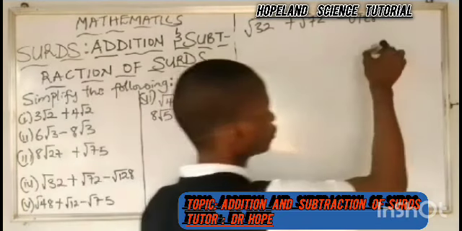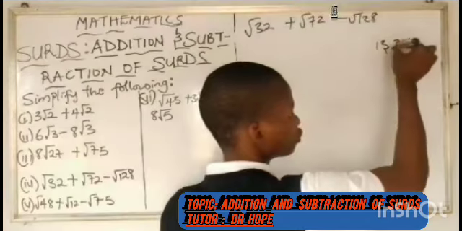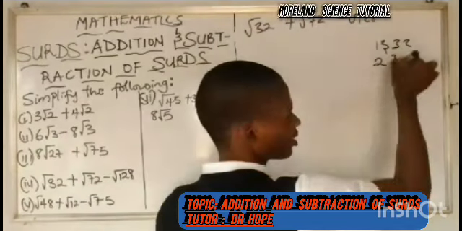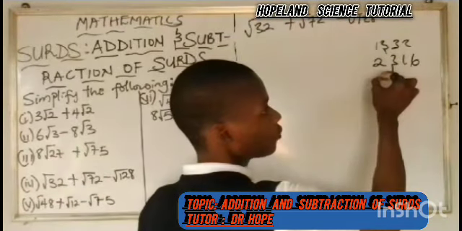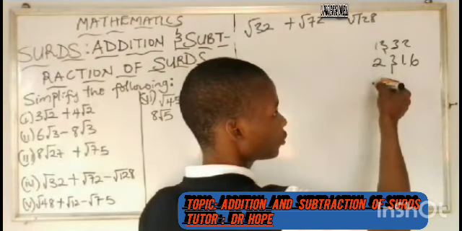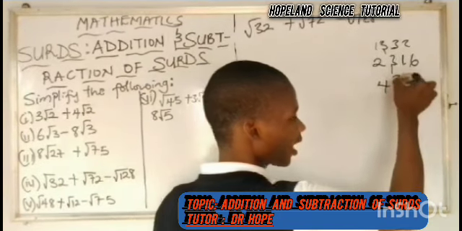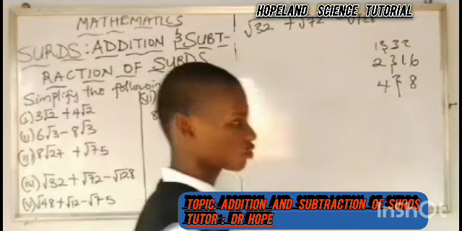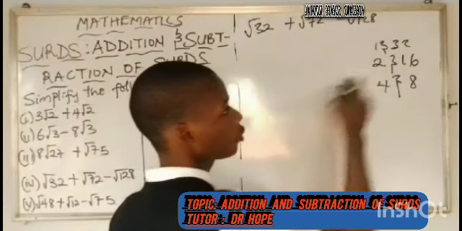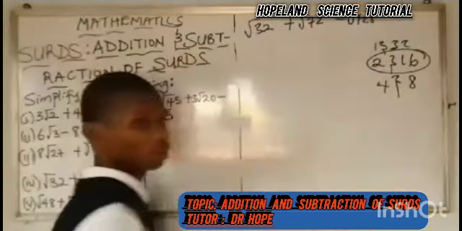So remember, the factors of 32 are 1 and 32, 2 and 16, isn't it? If you continue further, you will have 4 and 8 and so on. So let's just stop there and pick these two, right?